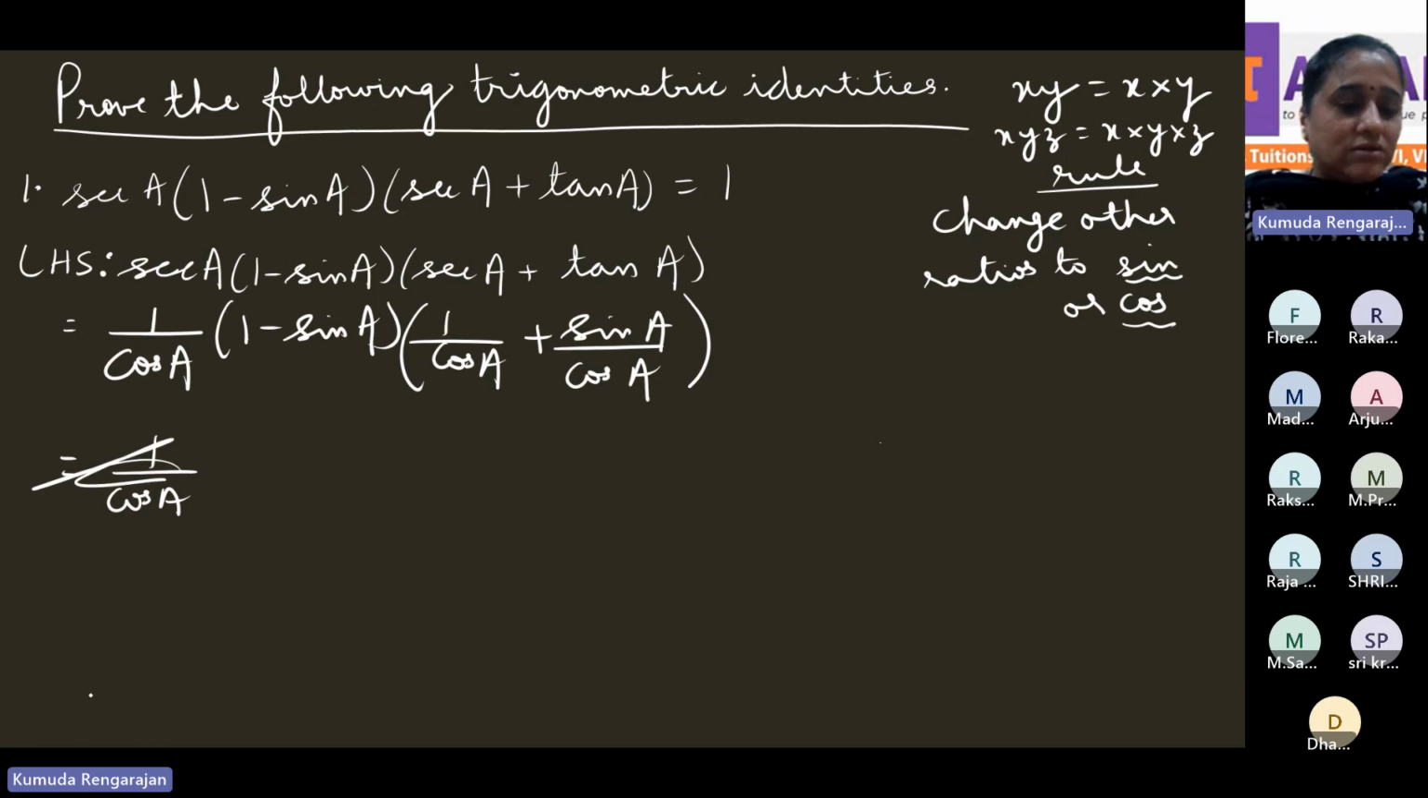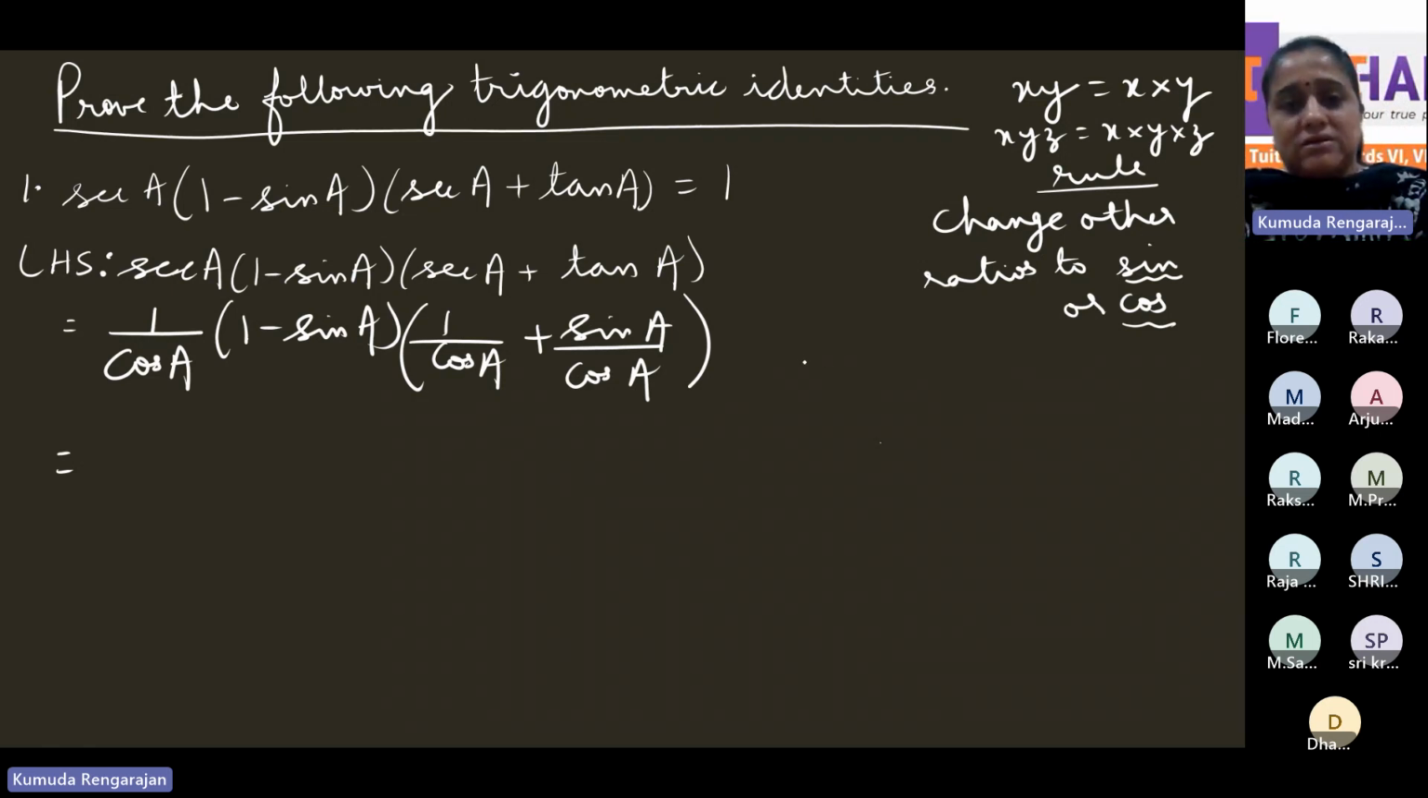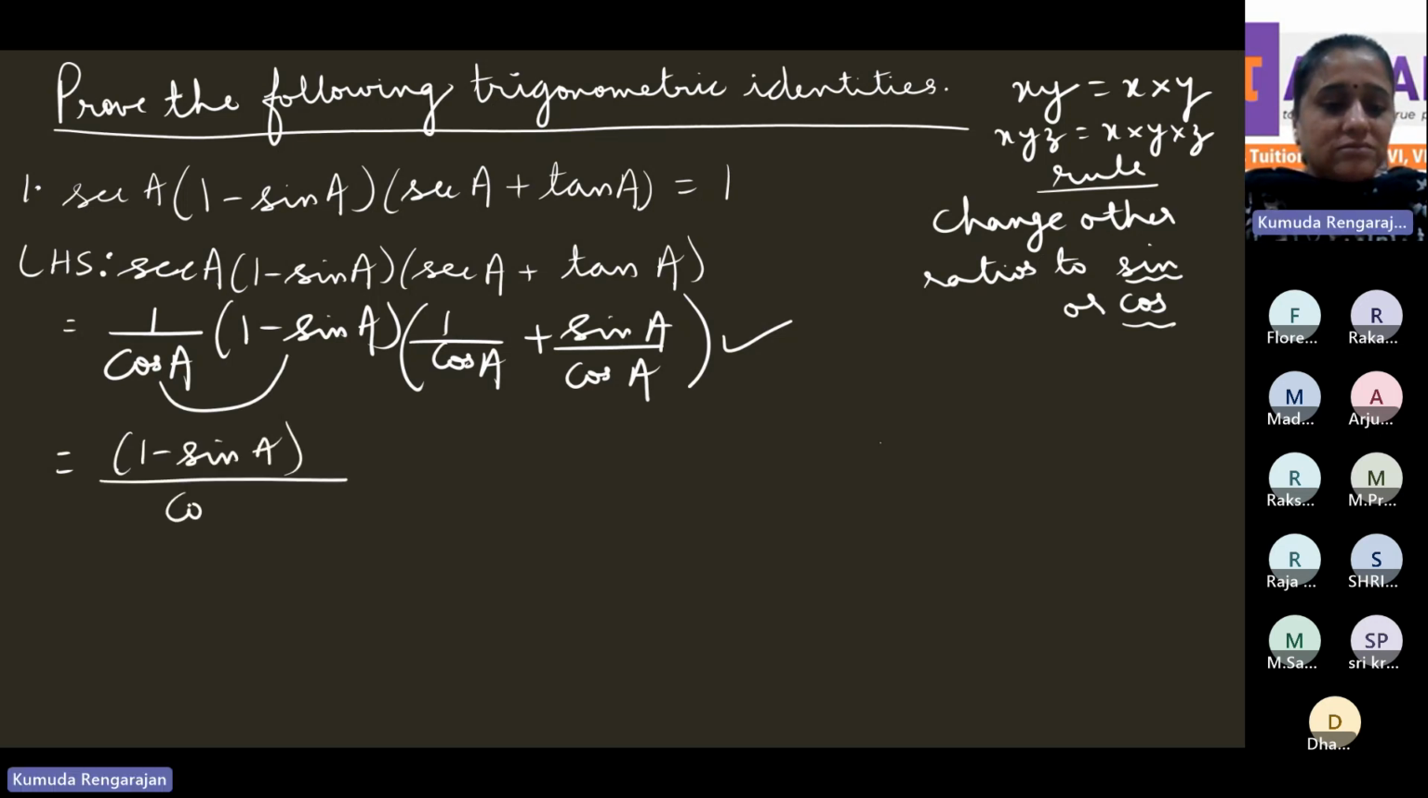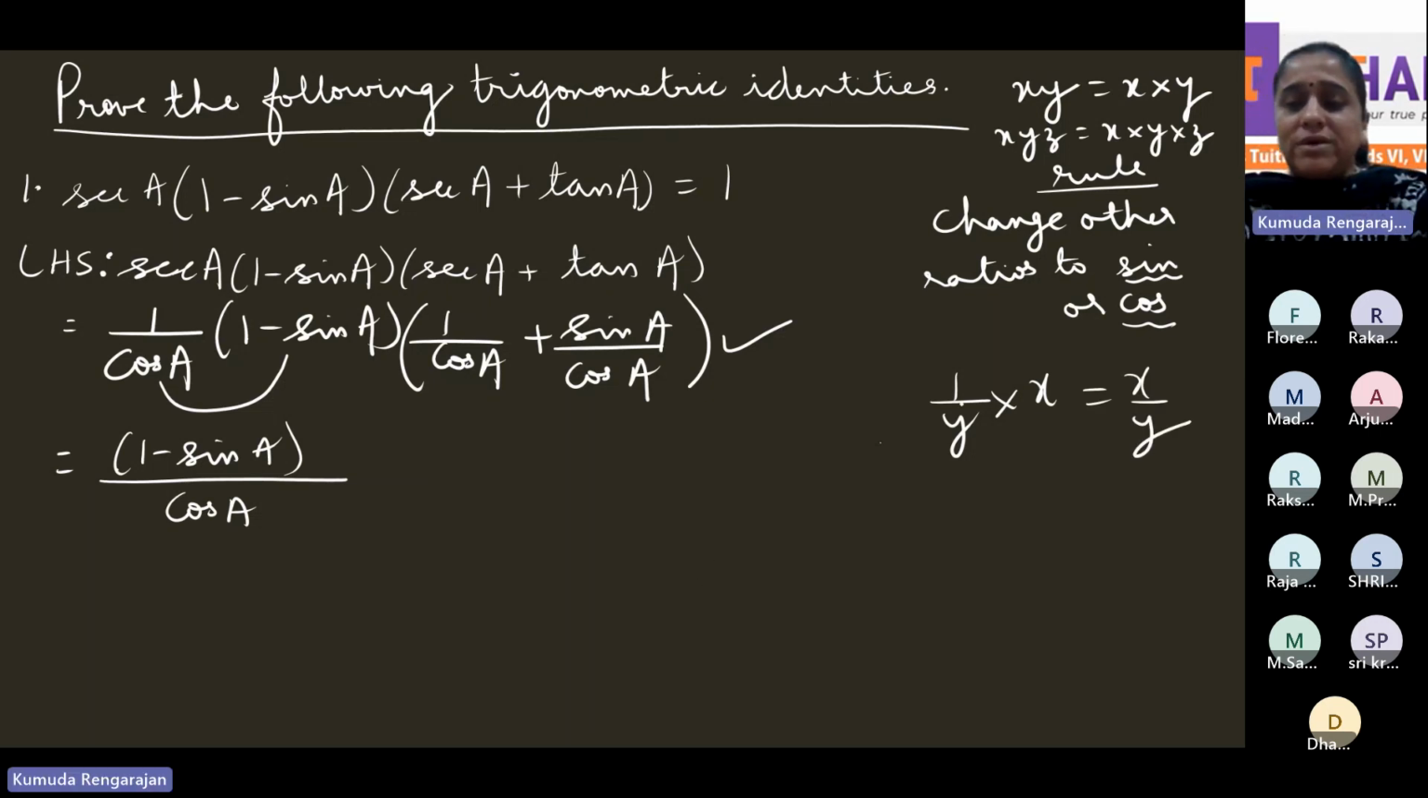Let me write it like this. Don't go ahead of me, children. Please wait. Now you can see it's a product everywhere, right? It's 1 by cos A into 1 minus sin A into something. So after taking the LCM in this bracket, you can just multiply the numerators and multiply the denominators because it's a product everywhere. First I'll multiply these two. So I'll write this as 1 minus sin A by cos A. It's like if you have 1 by y into x, you'll write it as x by y. So 1 minus sin A by cos A.